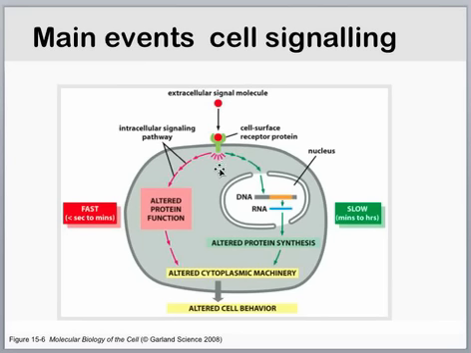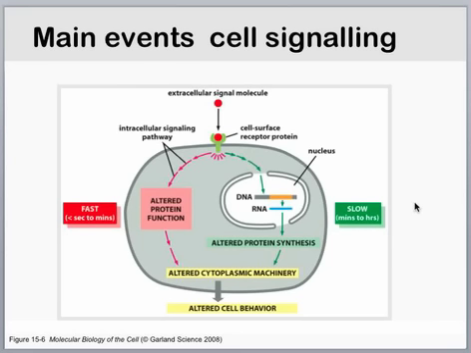Something's happened here, and that allows either a cascade of events leading to DNA expression, RNA synthesis, and protein expression, or a series of events which alters the structure or function of an existing protein. Either of these outcomes is a change in cell behavior and a change in cell phenotype.